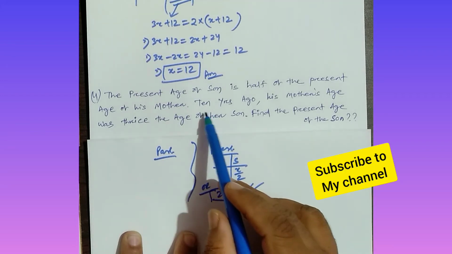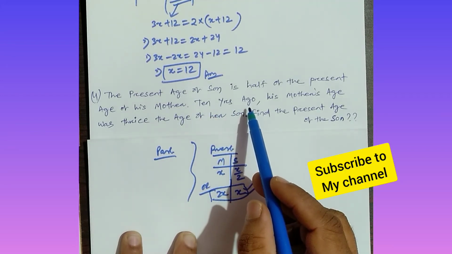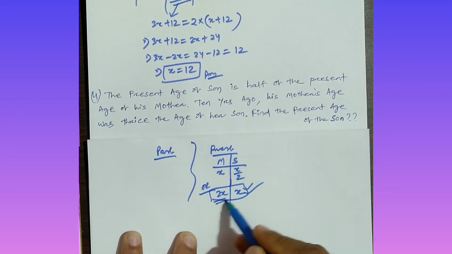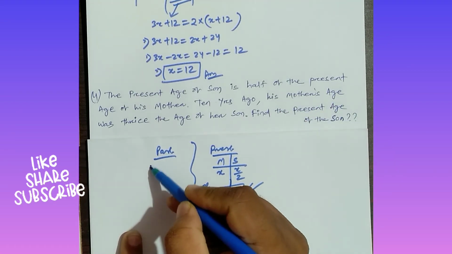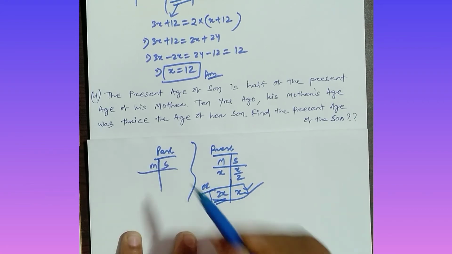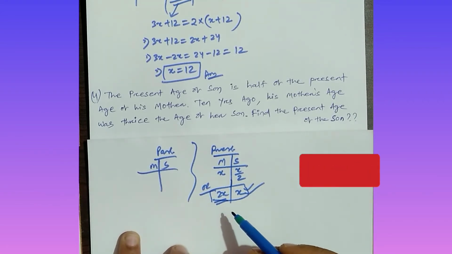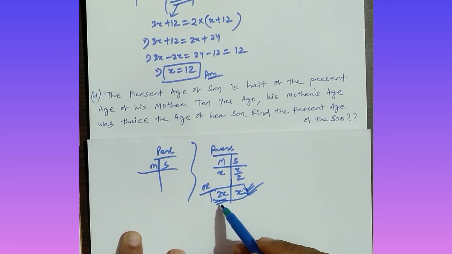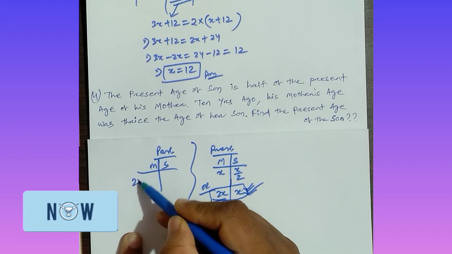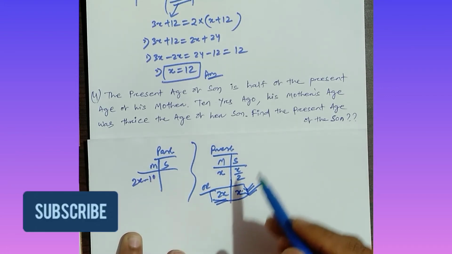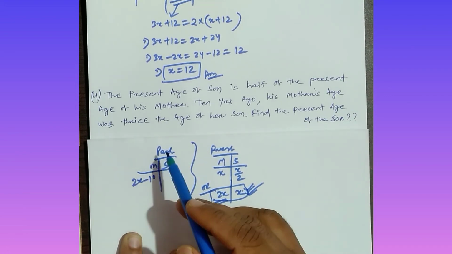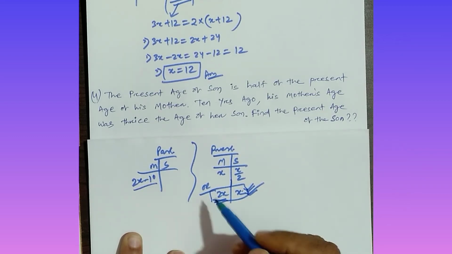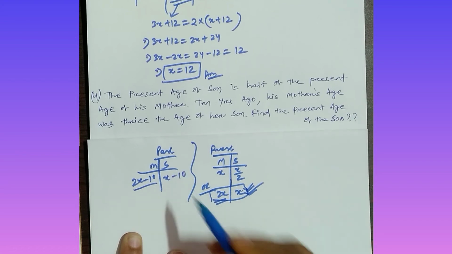Now see here. 10 years ago means past. 10 years ago, this one is the mother and this one is the son. So 10 years ago, how much will the mother's age be? It becomes 2x minus 10. 10 years ago, his mother's age was thrice the age of her son. So the mother's age will be 2x minus 10, and obviously the son's age will be x minus 10.